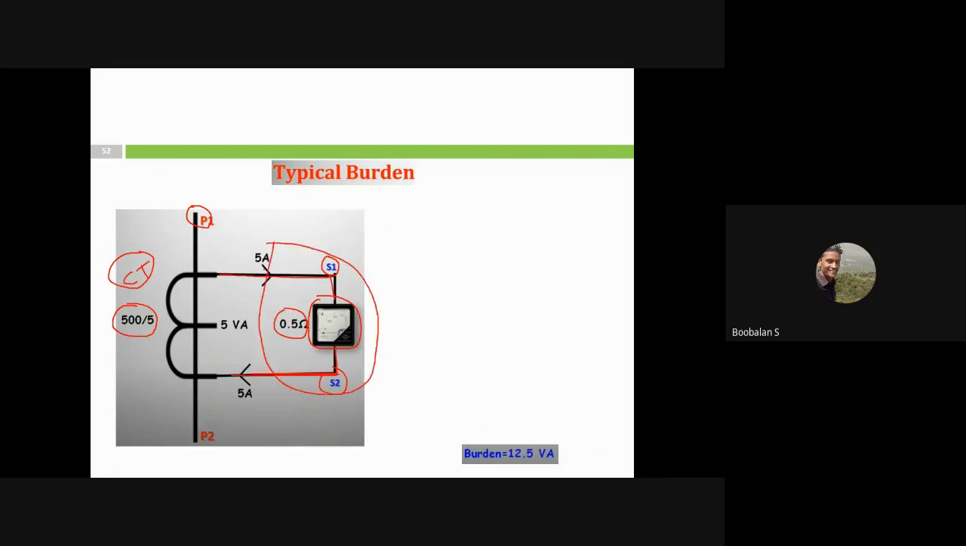So I have R, 0.5, and I have the ampere, and we need to calculate V. The voltage drop across my CT is I into R, simple Ohm's law. We already know I is 5 and R is 0.5. So 5 into 0.5 is 2.5 volts. This is the voltage drop across my CT secondary.